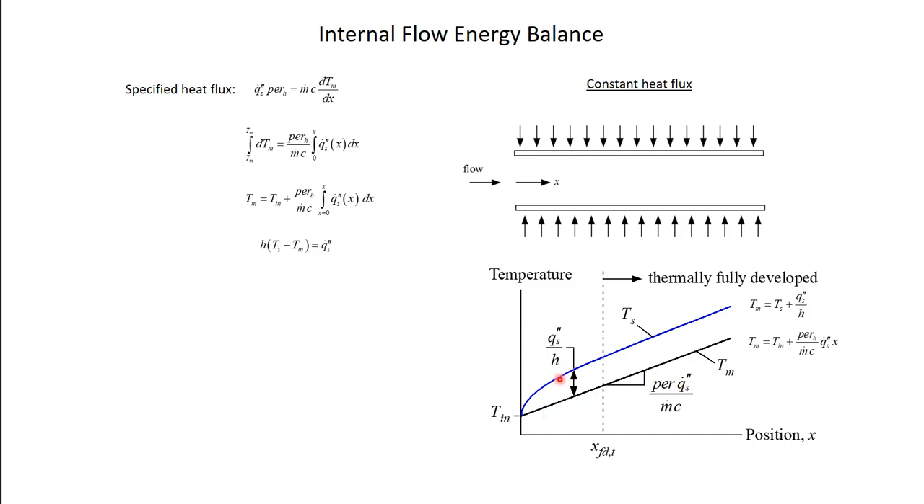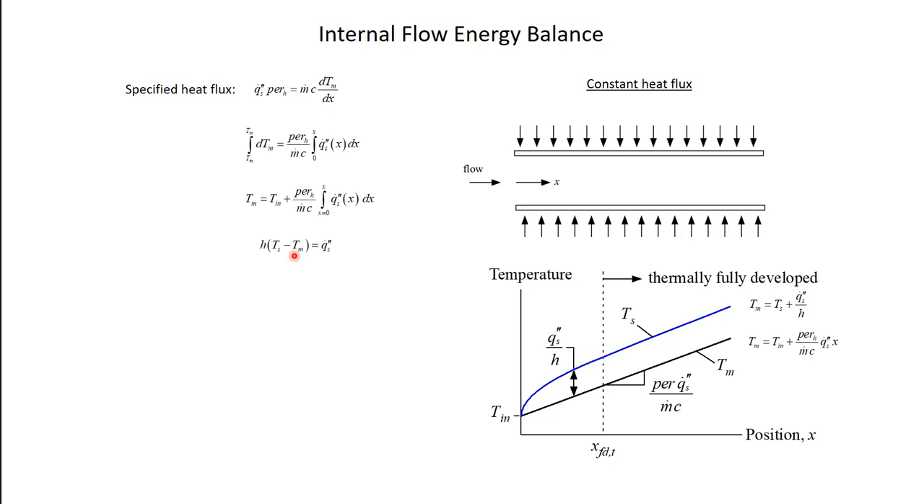If I want to know what the surface temperature is, then I have to look at this equation here. It says that the surface temperature is elevated relative to the mean temperature based on the rate at which I'm adding energy, divided by the heat transfer coefficient. So if I have a really high heat transfer coefficient, I would expect the difference between the surface temperature and the mean temperature to be small. That makes sense, right?